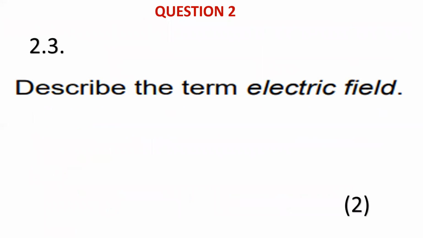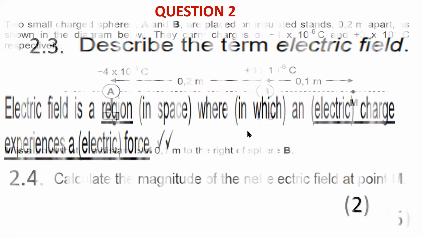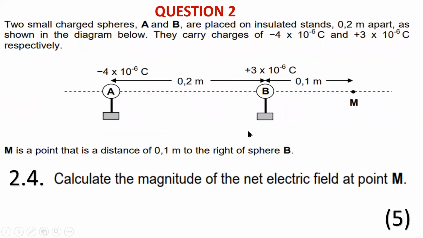2.3. Describe the term electric field. So they're asking you about the electric field. What's an electric field? An electric field is a region in space where an electric charge experiences an electric force. This is our definition. For definitions, there's nothing to do, you should memorize. Please try to memorize this one because they have already asked this kind of question. 2 marks, done.